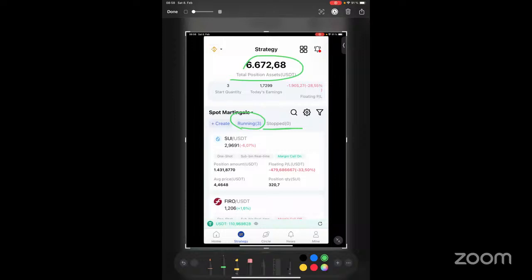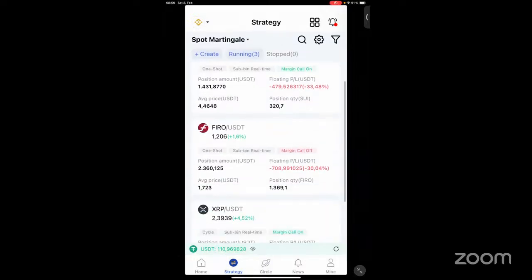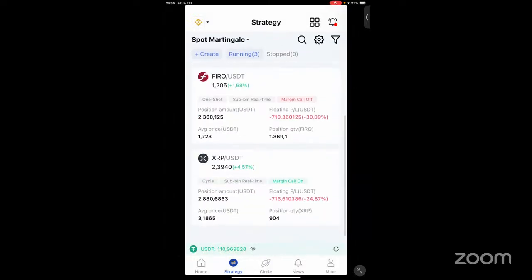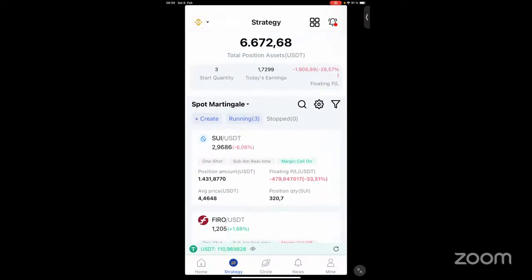If you have a coin that is paused, it's also part of the total. Now, this total position asset, I don't expect to see the same in my Binance. Why? Because I'm in a floating loss of 1,905. All these floating losses, they sum up to the 1,905. We have 710, we have 716. Okay, they all sum up.